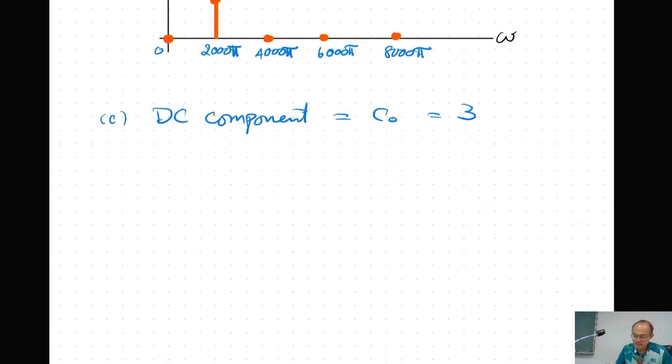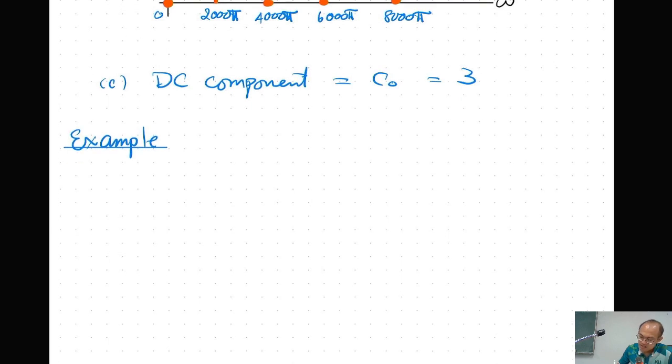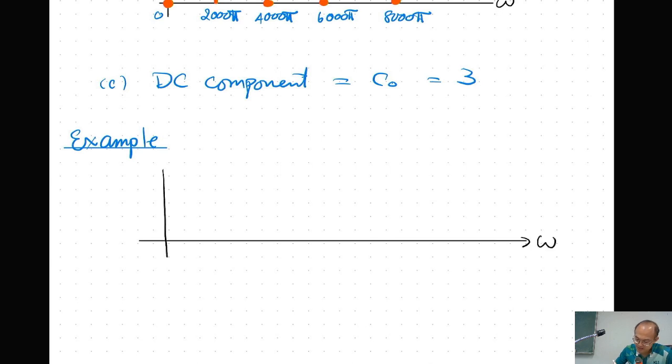Alright? Now let's do some more. One more. If I give you this, let's say I'm giving you this spectrum.